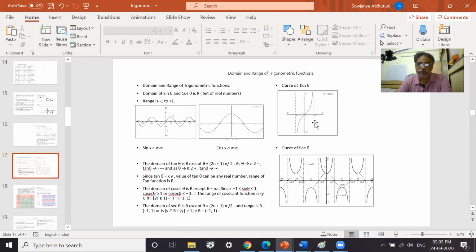So what is the domain of tan theta? Tan theta can be a real number anywhere. Range is from minus infinity to plus infinity.